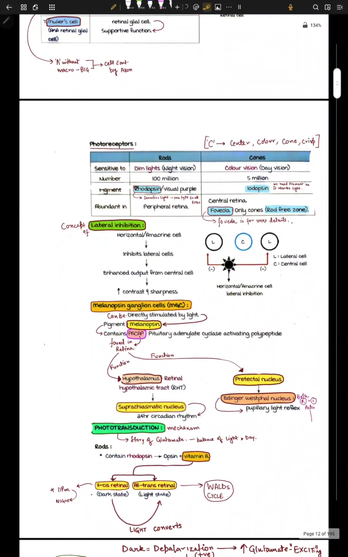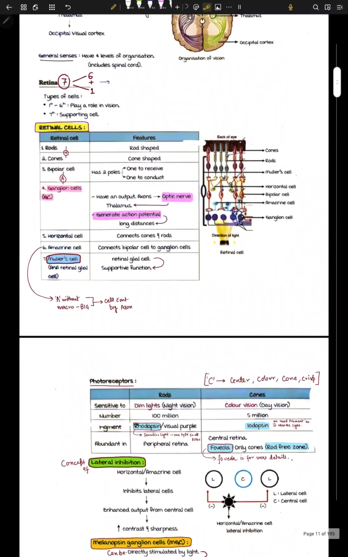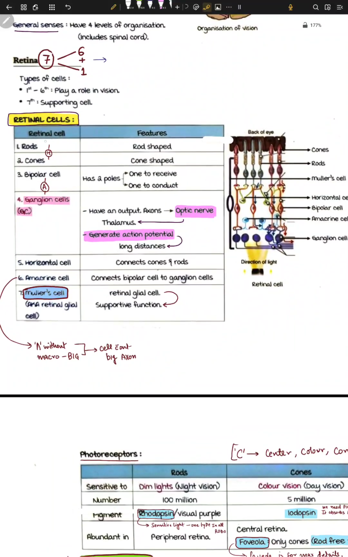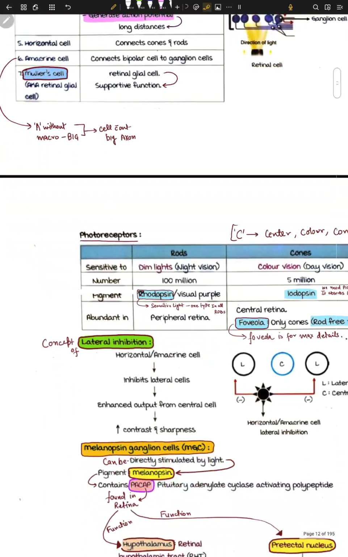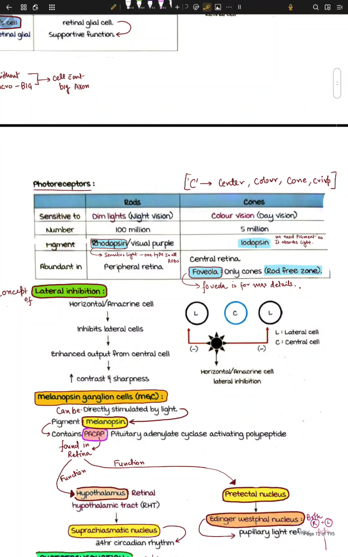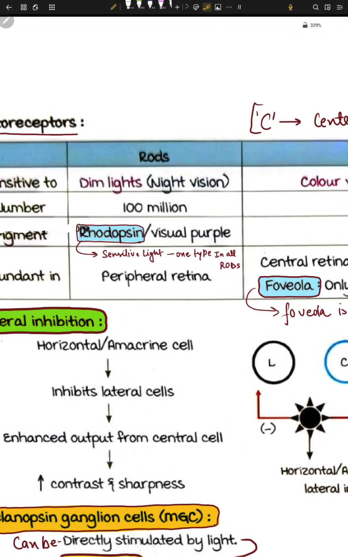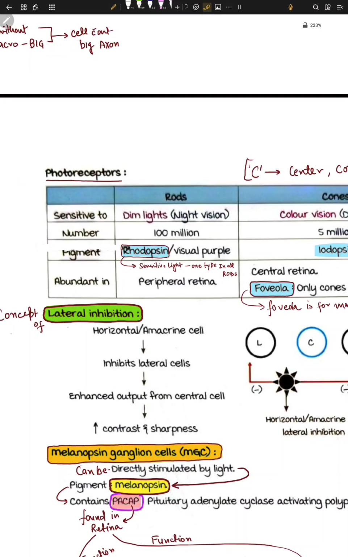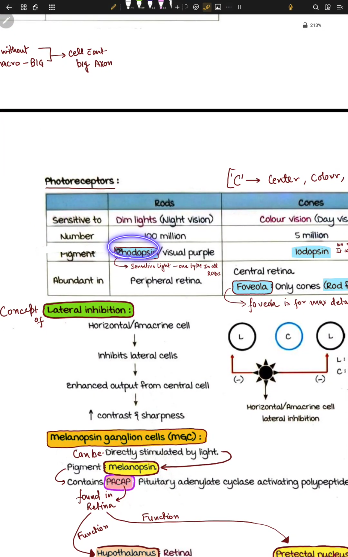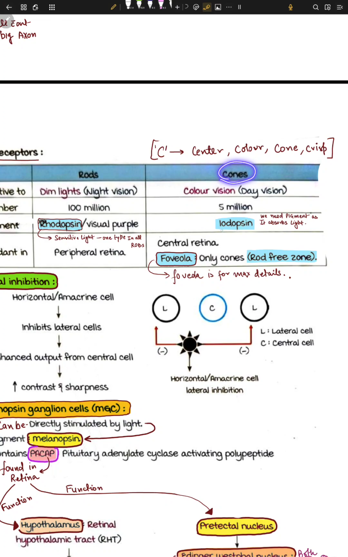Cool. Let's go towards photoreception. Photoreception is just the way your cells perceive light. There are two photoreceptors we have, both of them, rods and cones. Let's study them. Photoreceptors, there are two types of photoreceptors, rods and cones. Rods have something called rhodopsin. That's very important. Always remember that rhodopsin is a pigment, while cones have something called iodopsin. Iodopsin is a pigment as well.